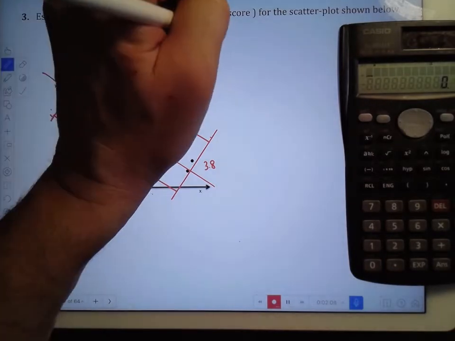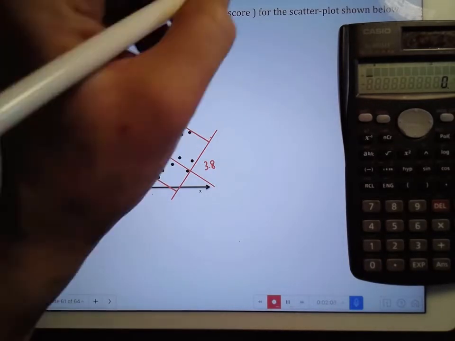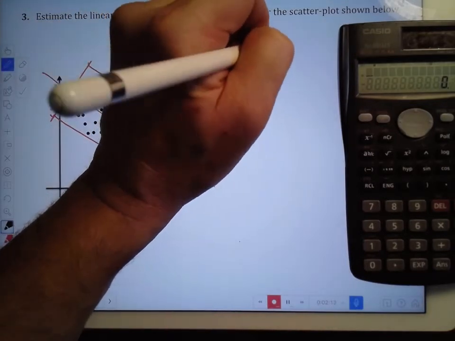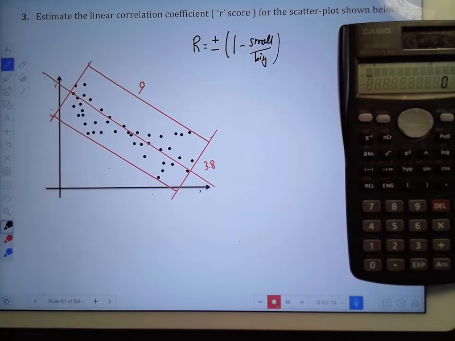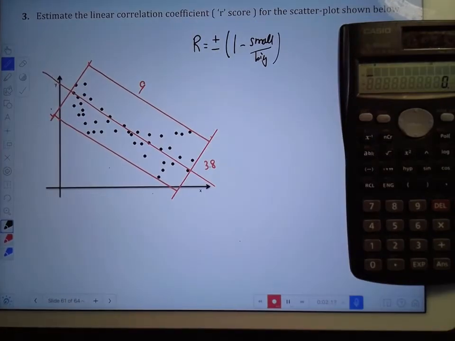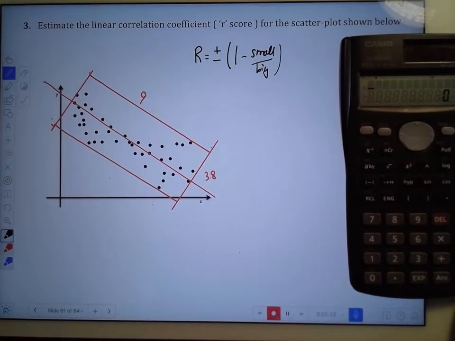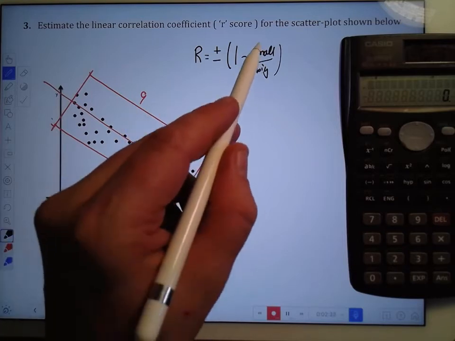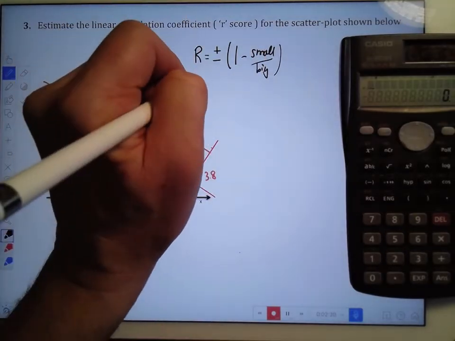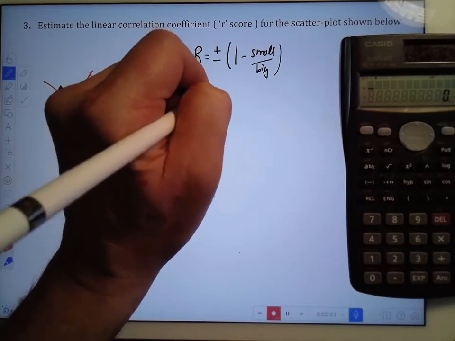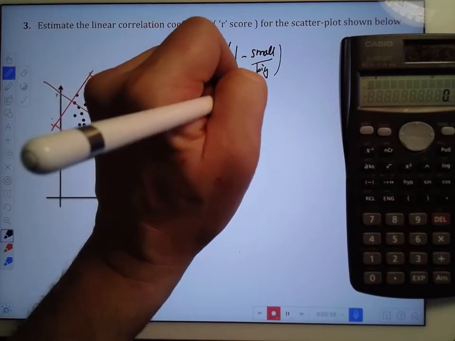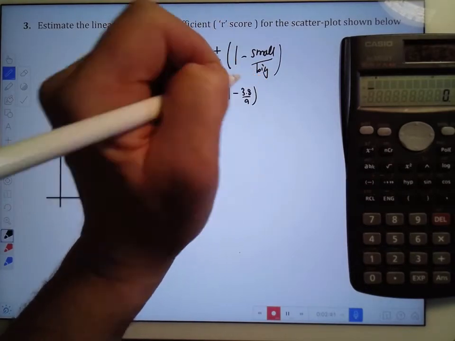R is equal to plus or minus, open the bracket up, 1 minus small over big. From here, just plug in those numbers, small side and big side, into the fraction. So R is equal to either plus or minus, and again, we'll make that decision at the end, 1 minus 3.8 over 9.